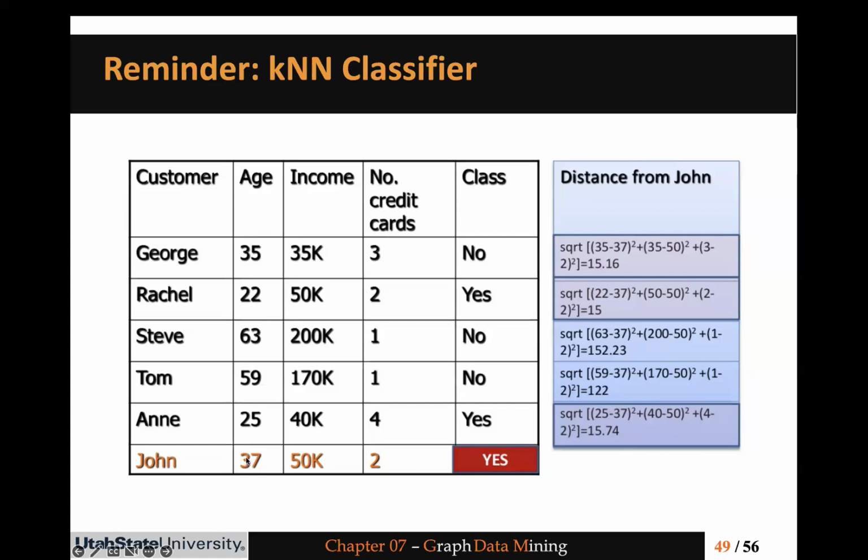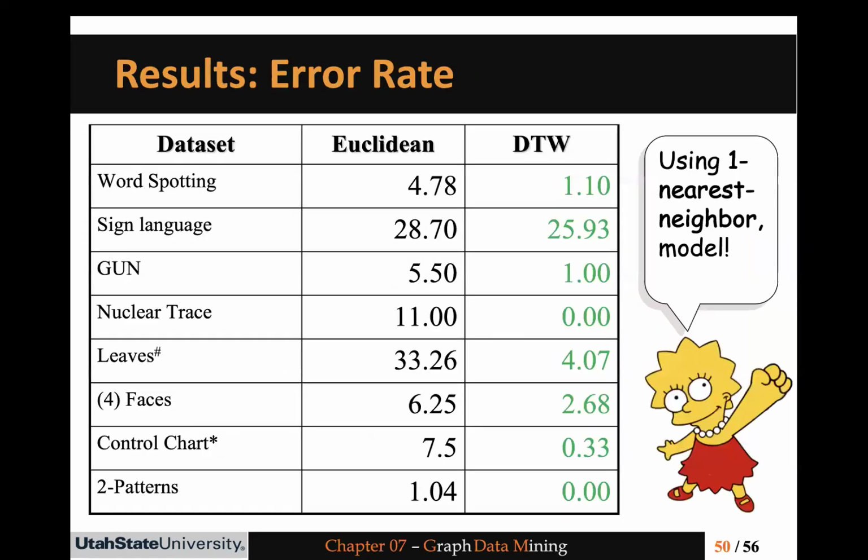So here, if you just compute the distance between the two vectors of John, 37, 50, and 2, and every other vector that we have in the matrix, then we can find the nearest neighbor of John, which happens to be, in this case, Rachel, right? So Rachel has the lowest distance to John, and therefore probably the class of John is a yes. The loan of John might be approved based on the one nearest neighbor computation on the L2 norm.